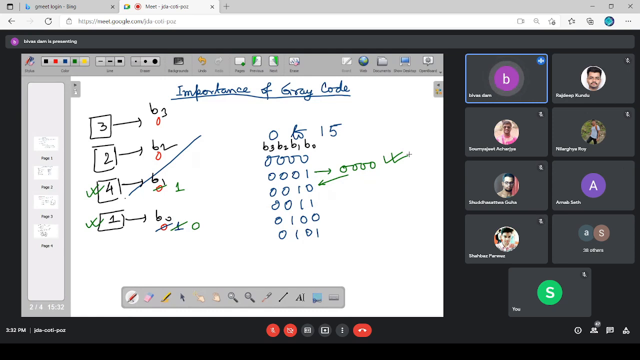Say this propagation delay is 10 nanosecond. Its propagation delay is 21 nanosecond.